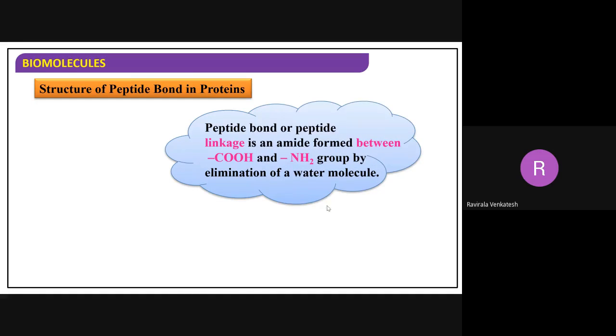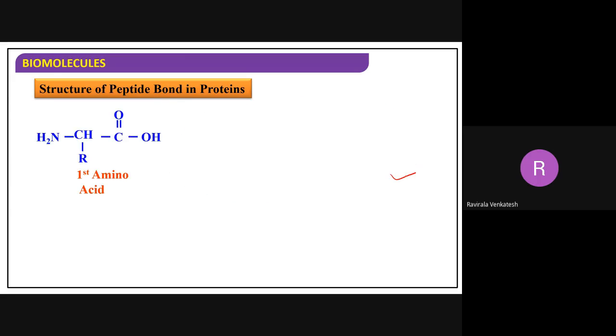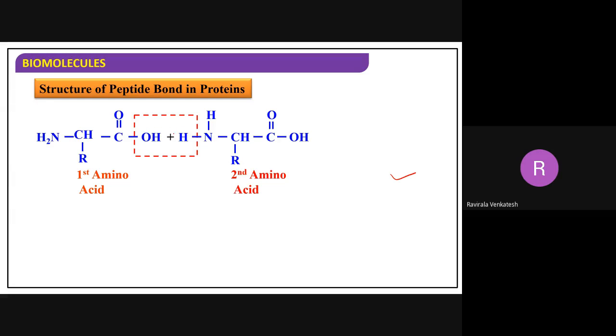Next, structure of peptide bonds in protein. Already we discussed, again I am repeating, peptide bond or peptide linkage is an amide formed between the C double bond O and NH2 group by elimination of a water molecule. Already we discussed this one. Now, this is the first amino acid I have taken. This second amino acid we have taken, and we removed the water here, and we got a peptide bond like this.